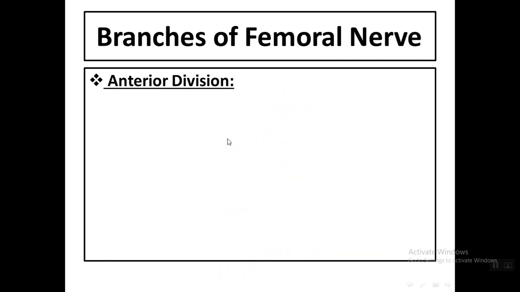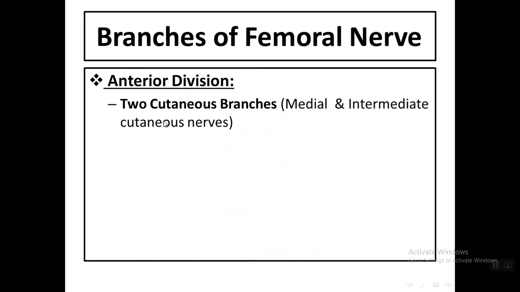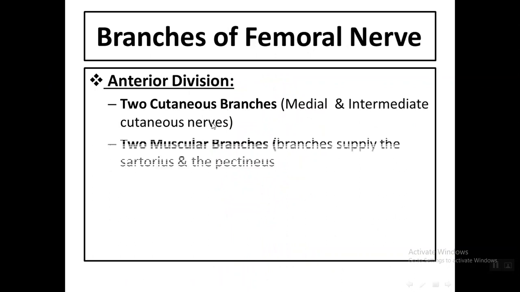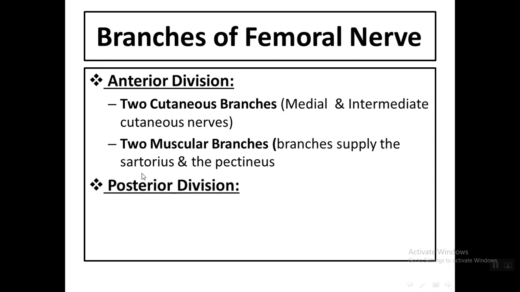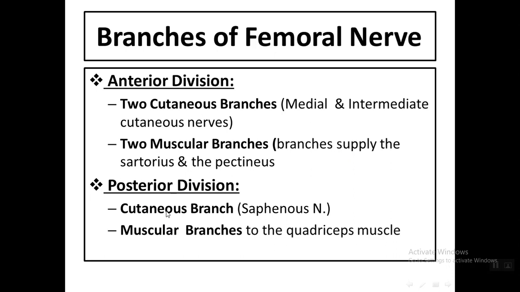So what are the branches of the femoral nerve? We have the femoral nerve divided into anterior division and posterior division. Branches from the anterior division have two cutaneous branches اللي قلنا عليها بداية المحاضرة, medial and intermediate cutaneous nerve, and two muscular branches that supply the sartorius and pectineus. From the posterior division we have one cutaneous branch that is called saphenous nerve and muscular branches to the quadriceps muscle.